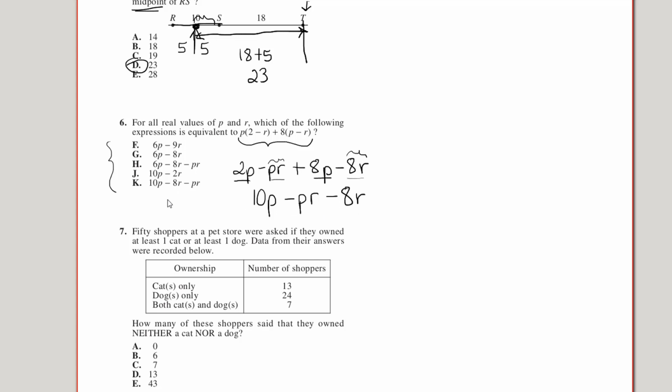So when we glance at our answer choices, we see the only one that fits for that is answer choice K. They wrote it a little differently with the minus 8R minus PR, because we can do that. We can flip those around. That's the same thing, these 2 answers. So we have answer choice K.